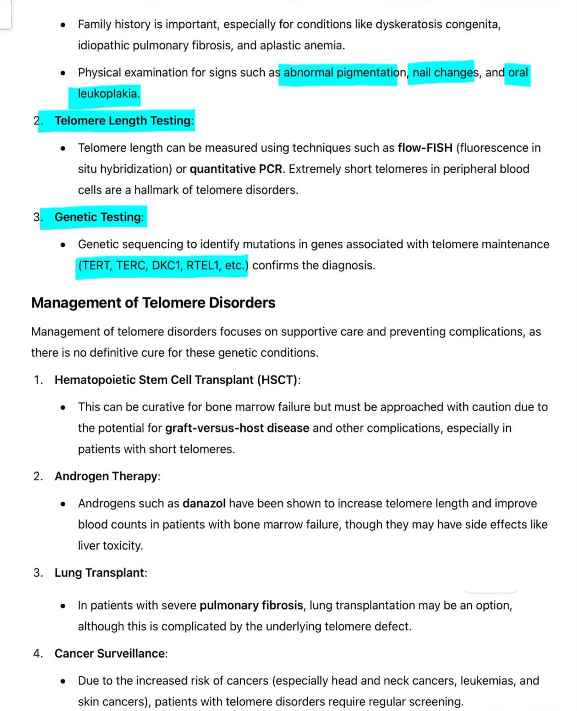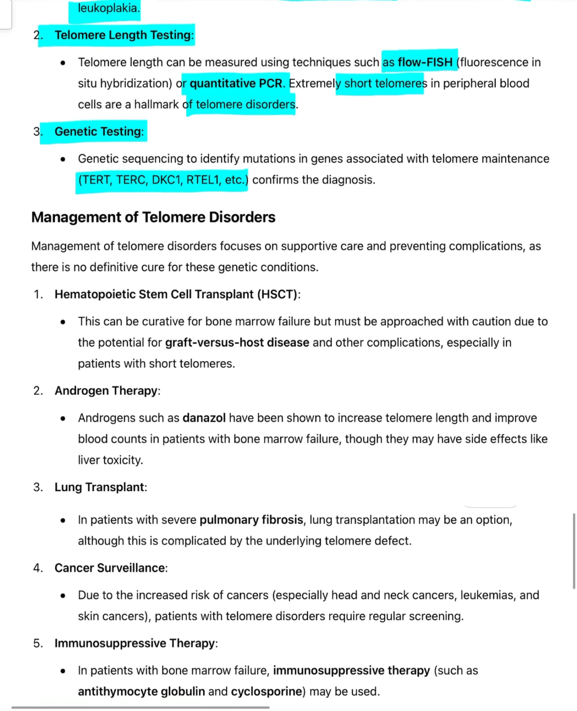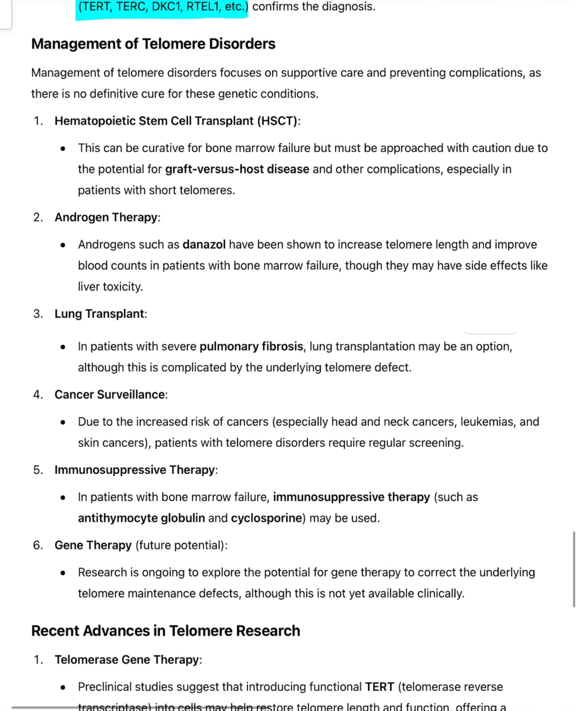Then telomere length testing. You can use techniques like flow FISH, that is fluorescence in situ hybridization, or quantitative PCR. What do we see there? Short telomeres in the peripheral blood cells, which is a hallmark of telomere disorders. Now coming to the management. The main focus of the management is supportive care and preventing complications, because there is no definitive cure yet for these disorders.